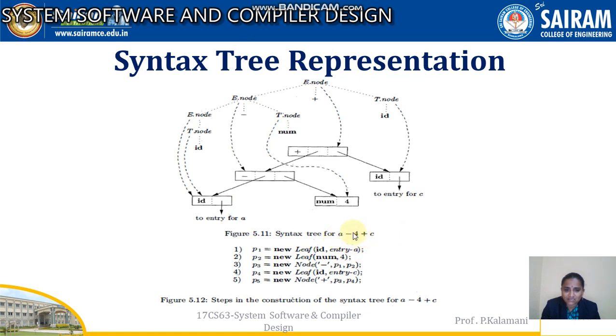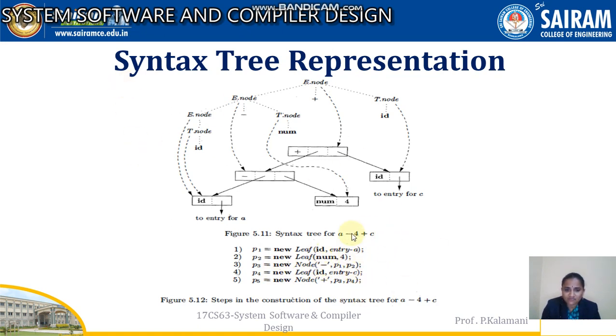And next, what will happen? Next the number 4. For that also, another new leaf node will be created: new leaf of num comma, what is the value given? 4. So this and this will be created. Then next, a minus 4. Here we have a left child, the operation to be performed, and then the right child. So a new node will be created. What is the operation? Minus. Along with that minus, the ID that was created first is called P1, and the leaf node for 4 is called P2. So node of minus comma P1 comma P2, with the operation specified within single quotes.